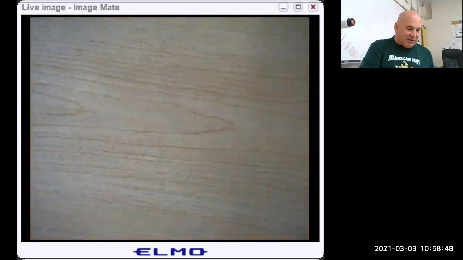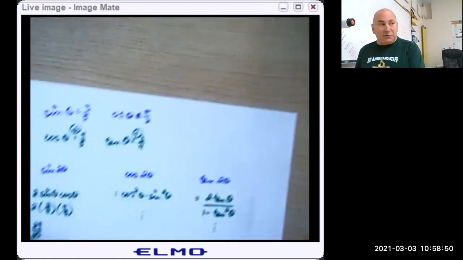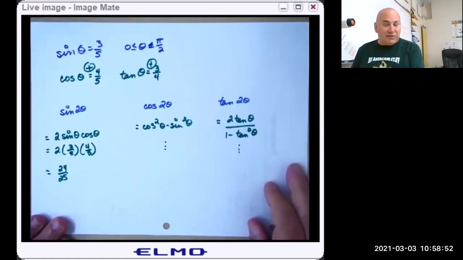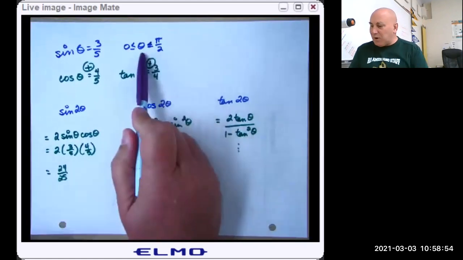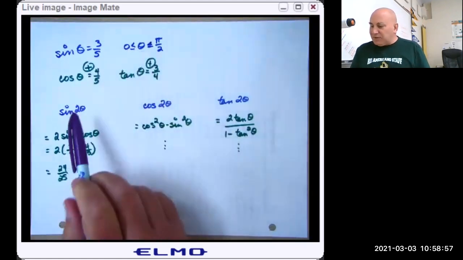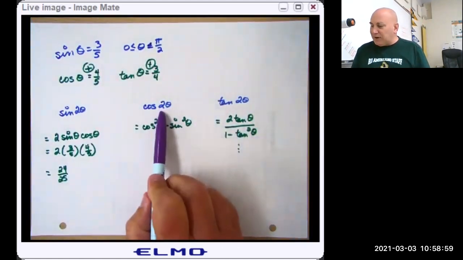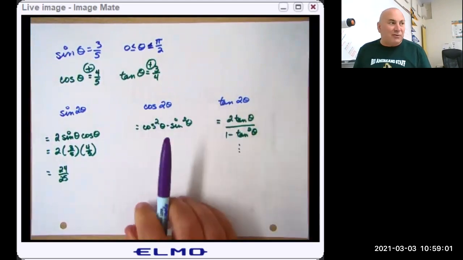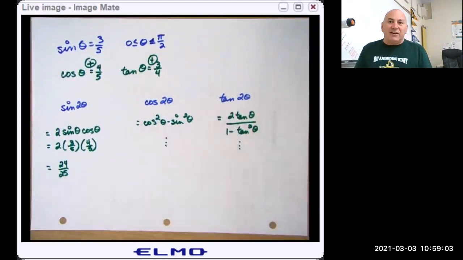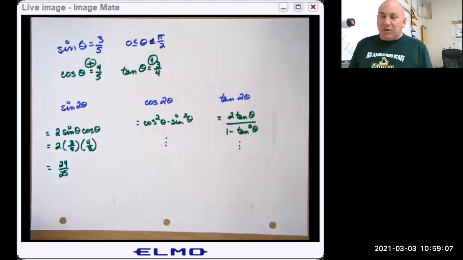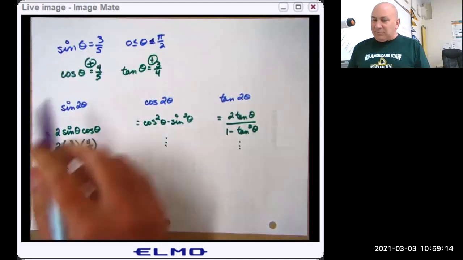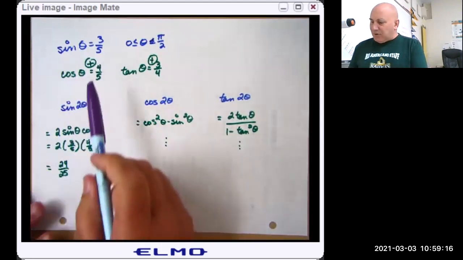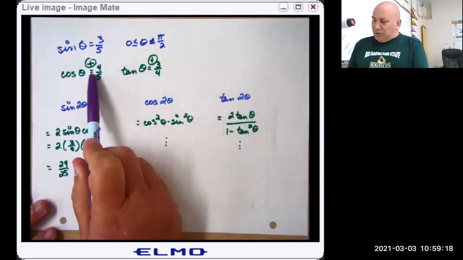Now let's say that I tell you that the sine of theta is 3/5 and that theta is in the first quadrant. What is the sine of 2 theta, the cosine of 2 theta, and the tangent of 2 theta? So if sine theta is 3/5, we double that. Are we going to get a number in the first quadrant or the second quadrant if we double the angle? It's going to be hard to tell until we do some math.